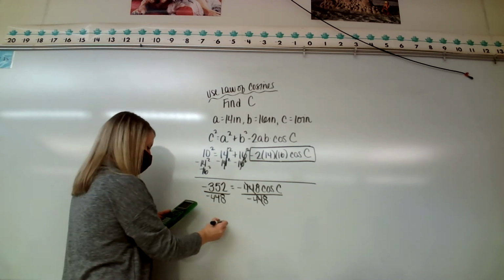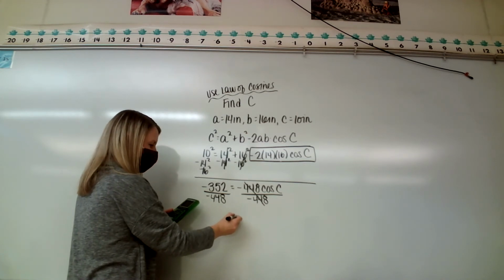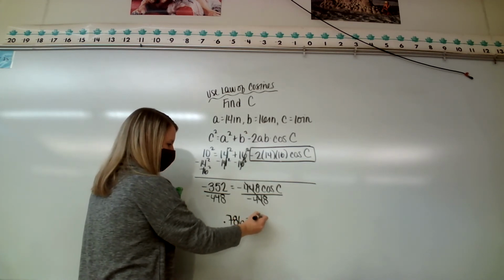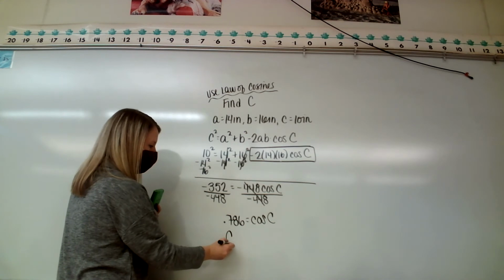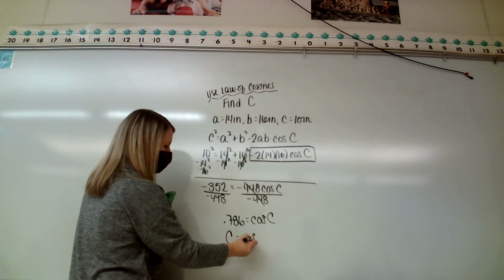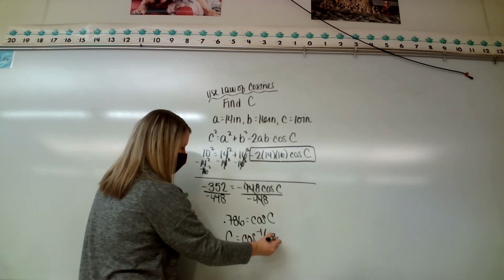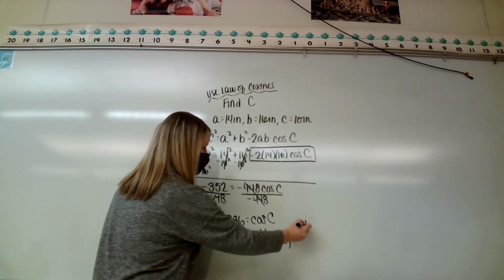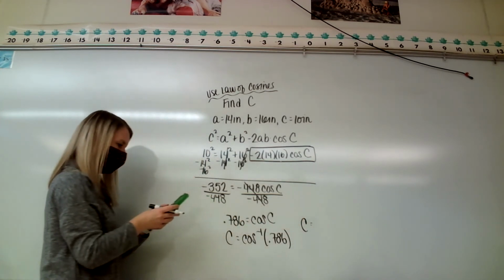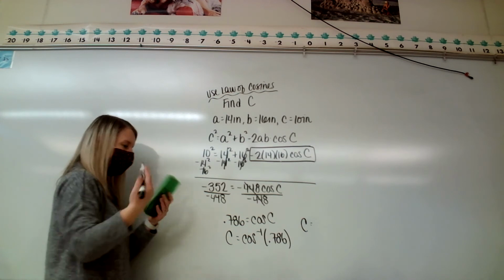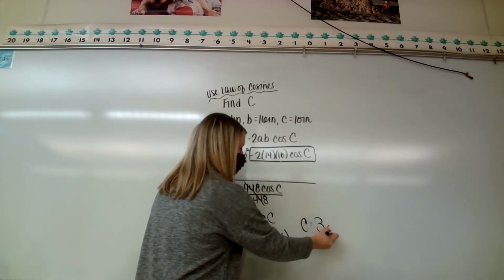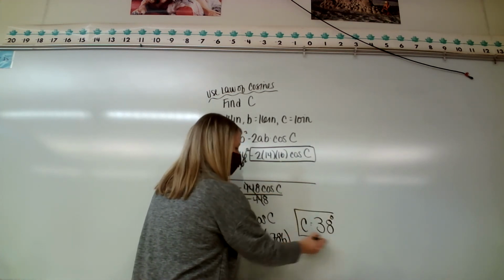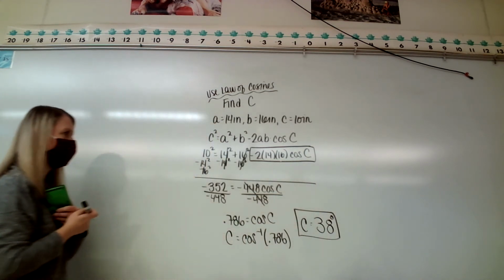That equals 0.786-ish. Cosine C. And then to find C, we're going to do the inverse cosine. And C comes out to be 38.2. I'm just going to say 38. I like rounding to nice whole numbers today. And that is your answer.